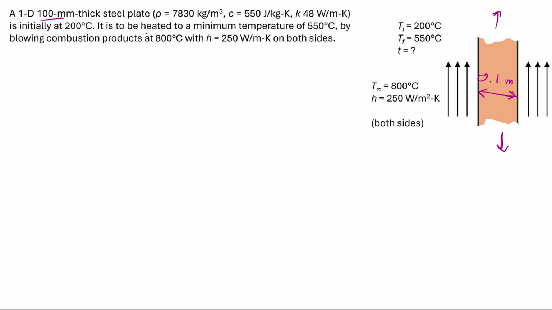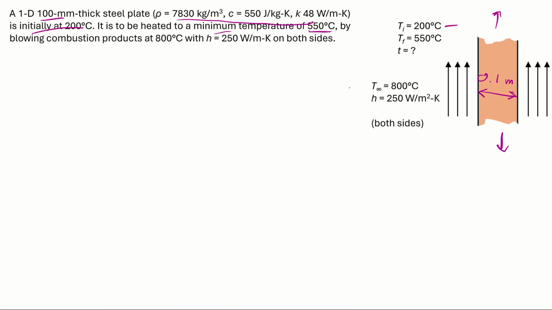And here are the properties: density, specific heat, and thermal conductivity. And there's an initial temperature. The initial temperature is 200 Celsius. It is to be heated to a final temperature of 550, but 550 is the minimum.